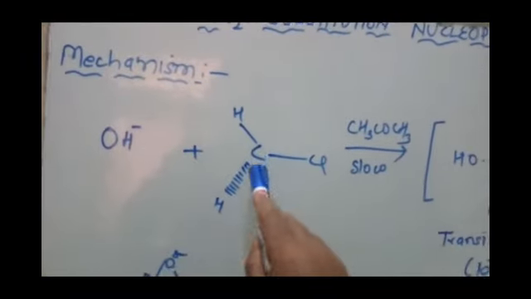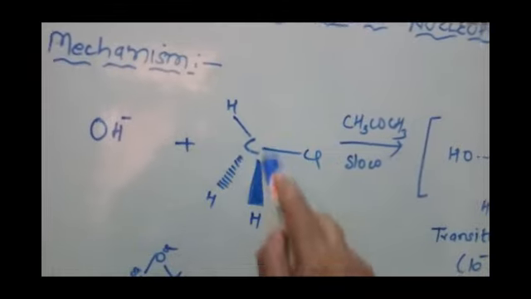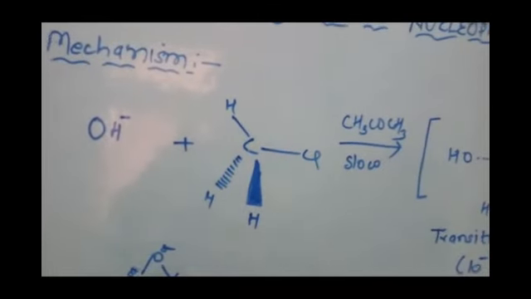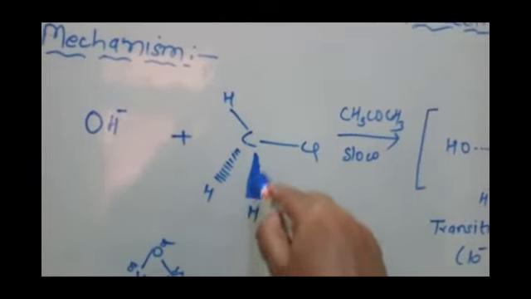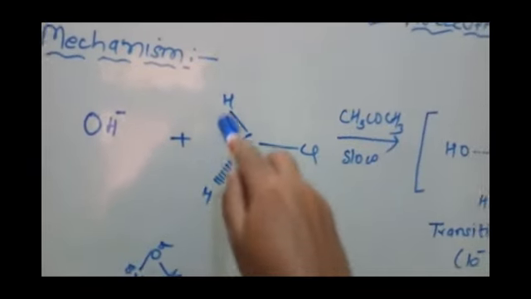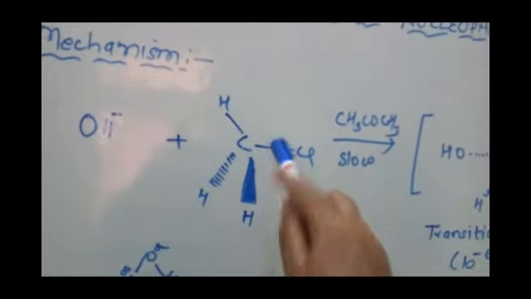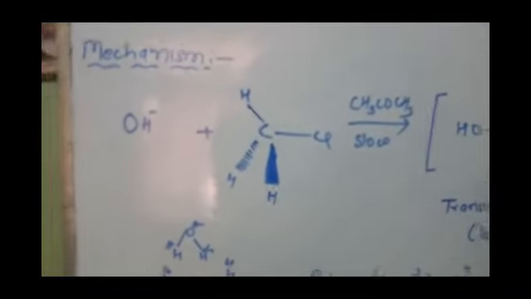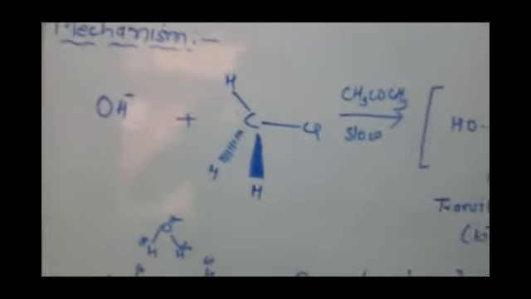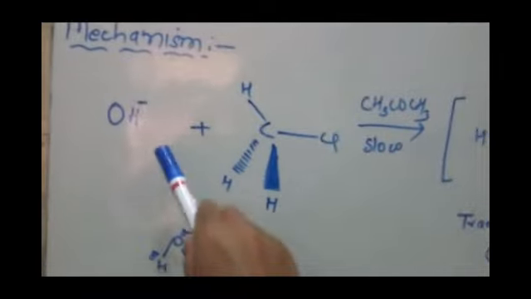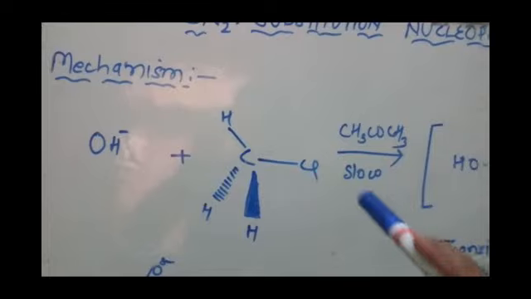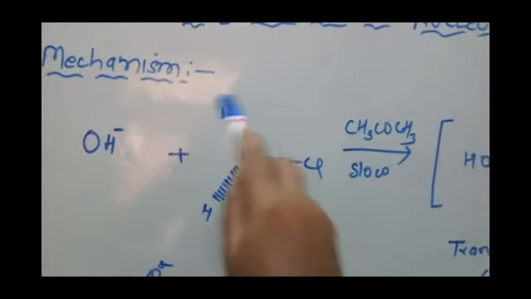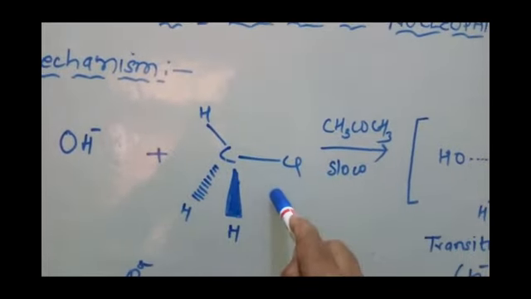See here this methyl chloride. I have drawn the wedge and dash formula as we studied in the first year. This bond is towards the observer, this is away from the observer, and these bonds are in the plane of the paper. So when this methyl chloride is attacked by the nucleophile, you can see that I have kept the nucleophile on this side. See students, in the first order reaction, that is the SN1 reaction, the nucleophile can attack from this side as well as from this side.